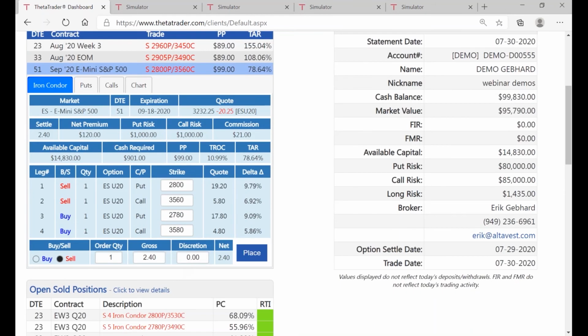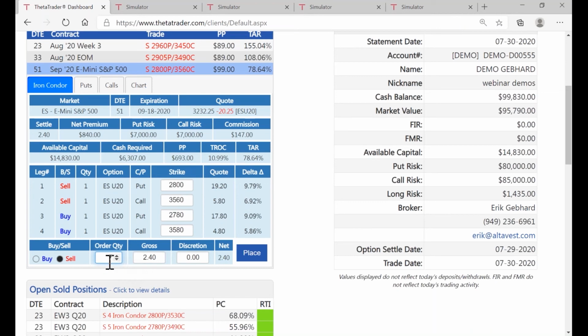And with that said, you can see it's pre-populated as a sell because you're selling the condor, you're collecting the premium. Quantity always defaults to 1, but let's just say we're doing 5, and you can see as I change the quantity, the amount of cash required, profit potential, so on and so forth, moves up or down.